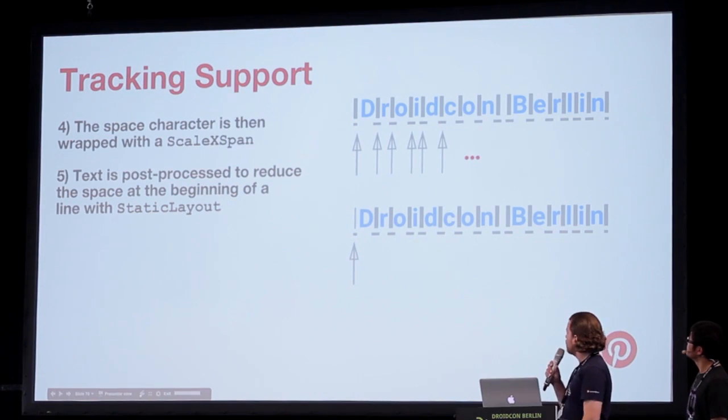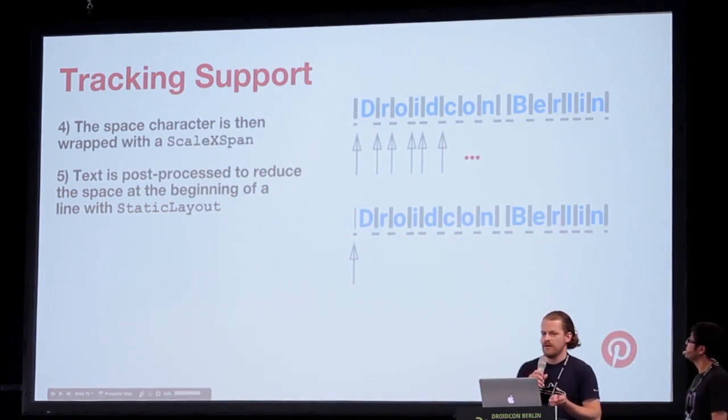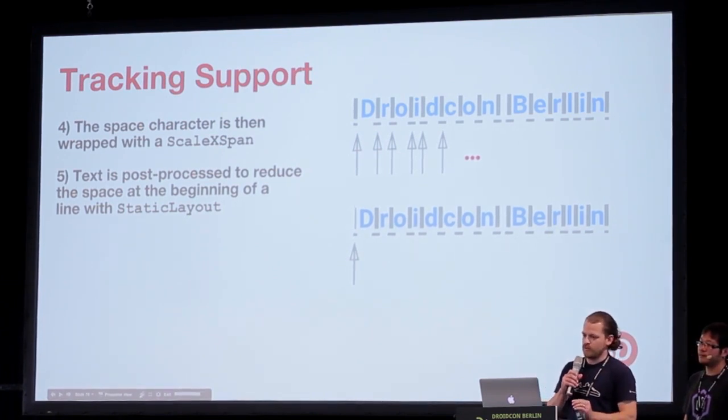Once you have the non-breaking characters in there, you can then basically wrap them in a scale expand. And at this point, you can give it a particular value to reduce or increase the spacing between the characters. There's one more step.